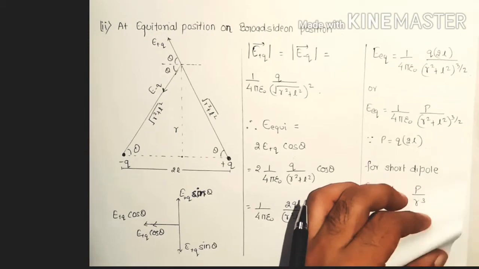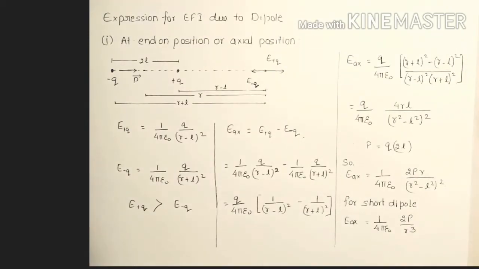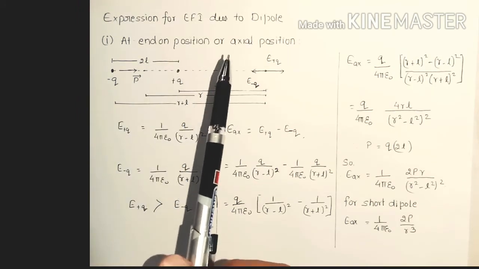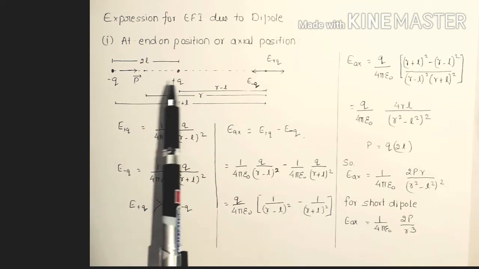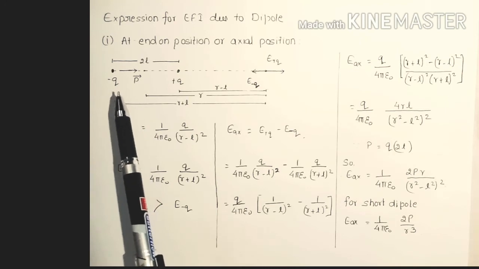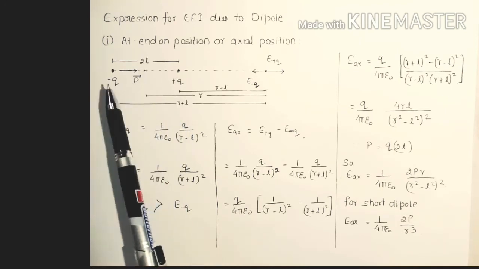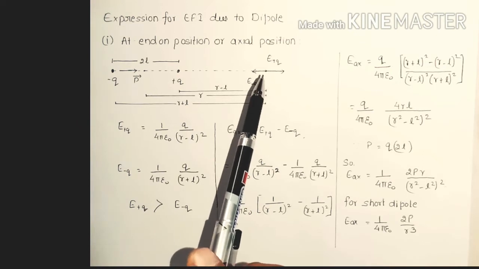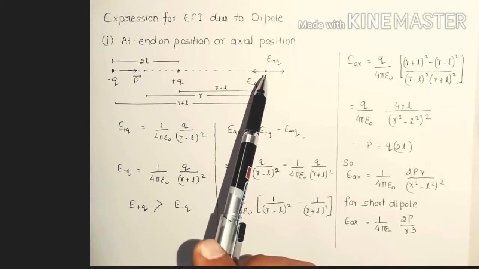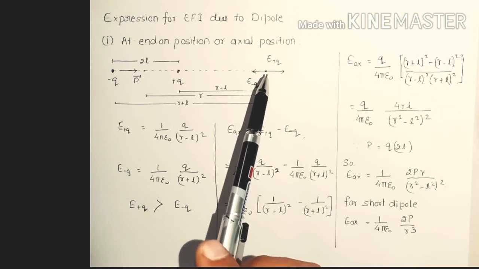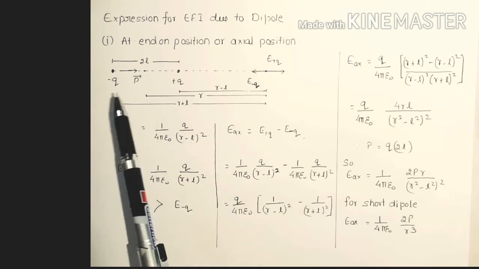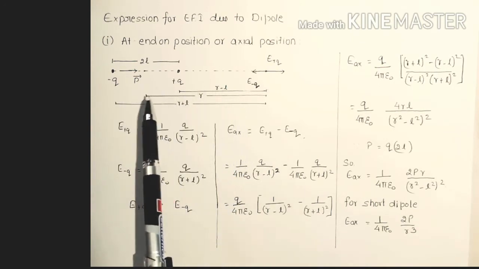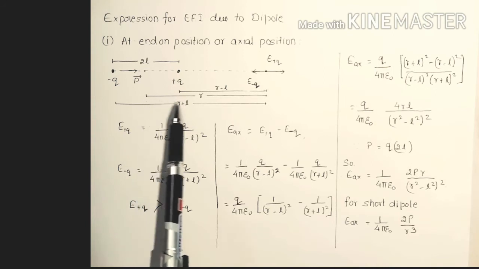So let us talk about the expression for electric field intensity due to an electric dipole at the end-on position or axial position. Here it is the dipole minus q plus q. The dipole moment is directed from negative charge to positive charge. 2l is the separation between the two charges, and this is the end-on position point where we have to find the electric field intensity. Due to the positive charge the field is directed away, and due to the negative charge the field is directed towards. r is always taken from the center of the dipole, so this is r.